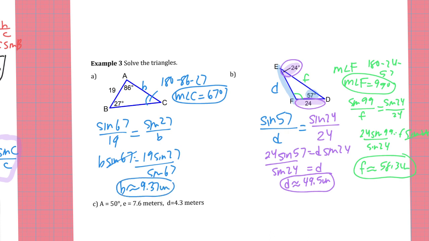And your last side that you'd have to find, we could call that side A. So you say, well, sine of 86 over side A equals, and then go with the side ratios. Sine of 67 goes with 19. If you cross multiply and solve, you're going to get the length of side A to equal 20.6 units.